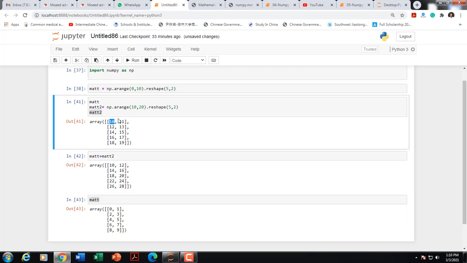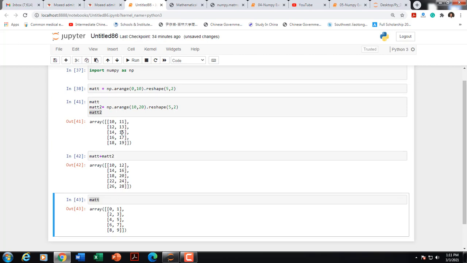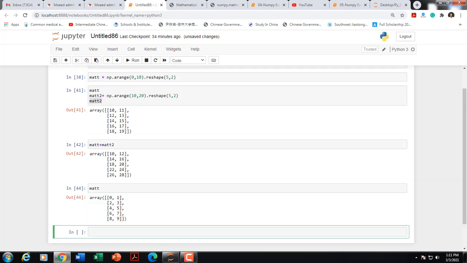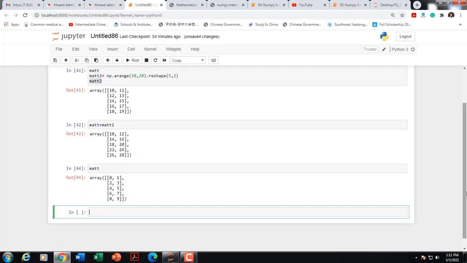So 10 plus 0 is 10, apologies. And for another example, 15 over here is at the second row, the first column, and 5 over here is at the second row, first column. So when 15 and 5 are added together, we get 20, which is at the second row, the first column. So this is how element by element addition is carried out using NumPy arrays.